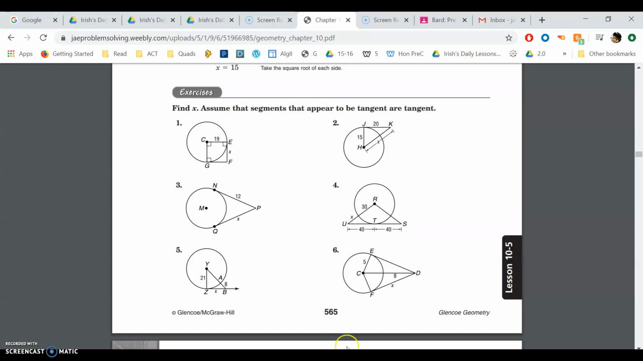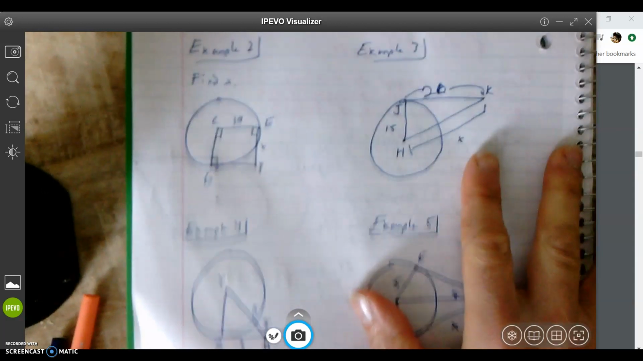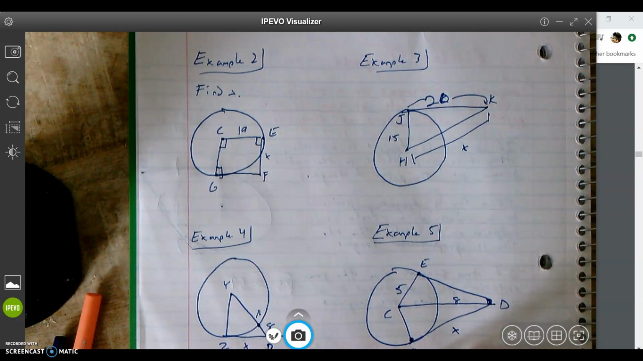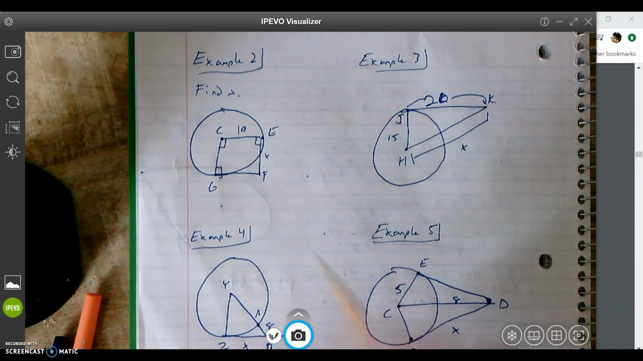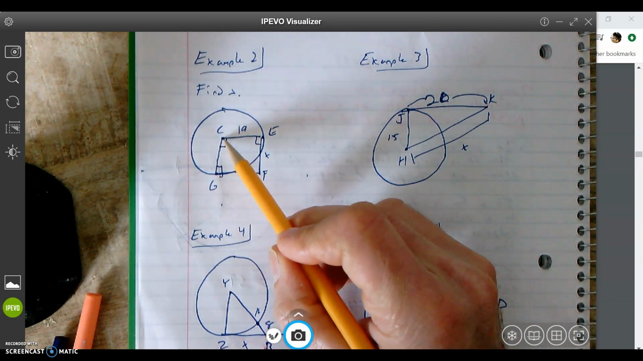Okay? So let's do 4. These 4 right here. So here it is. Here's example 2 in your notes. Pause it. Draw these when you need, okay? Your notes should look like mine. So find x. All right, so what do we have?